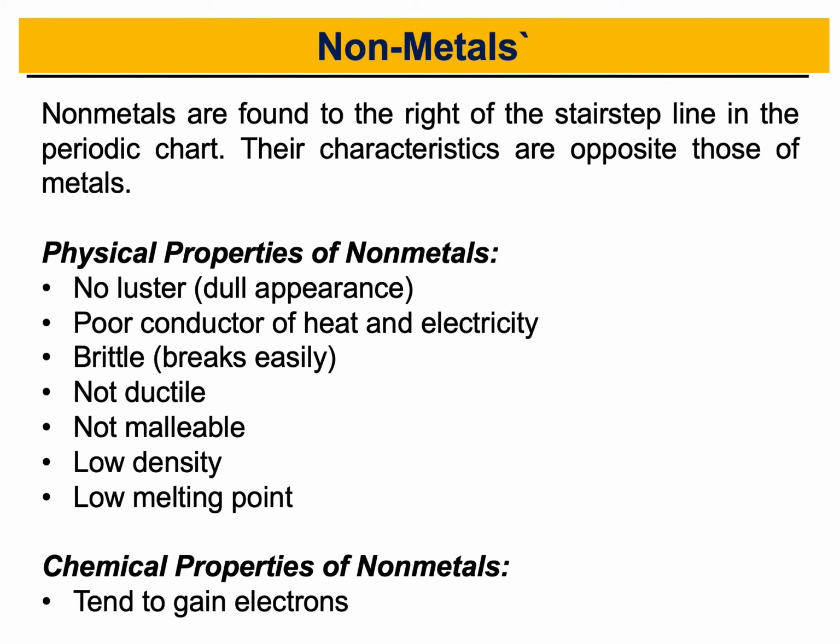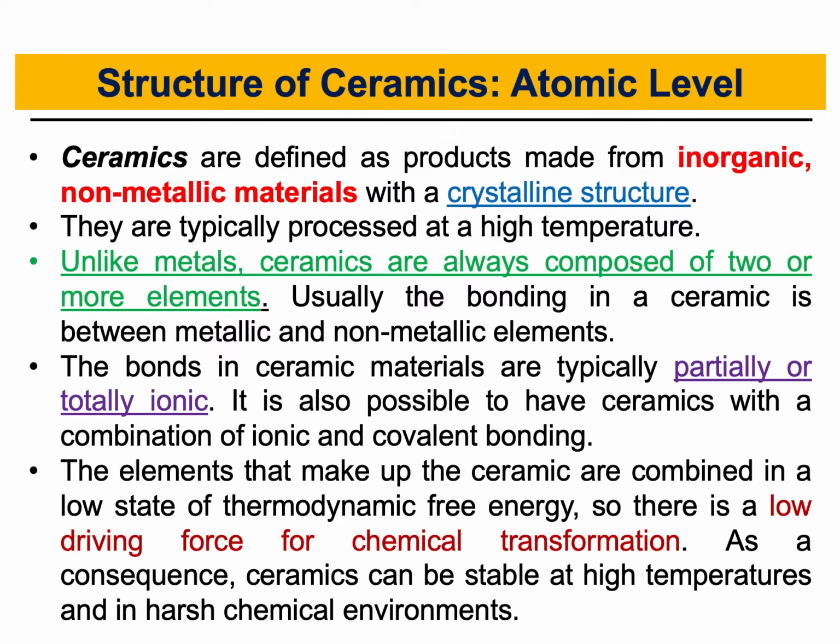Now, we talked about ceramics before. We mentioned that they are made of inorganic non-metallic elements, and they are always composed of two or more elements. And we mentioned something about partially or totally ionic. It's very important. If it's partially ionic, it means that it also has covalent bonding. We need to identify how much of our bonds are ionic or covalent, percentage-wise.